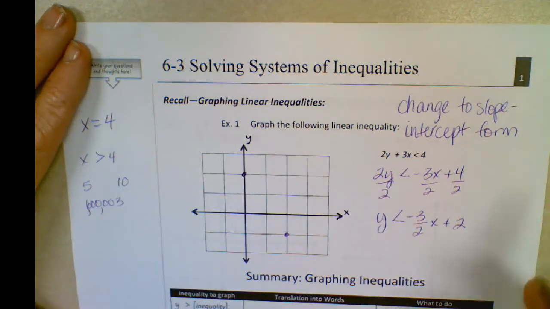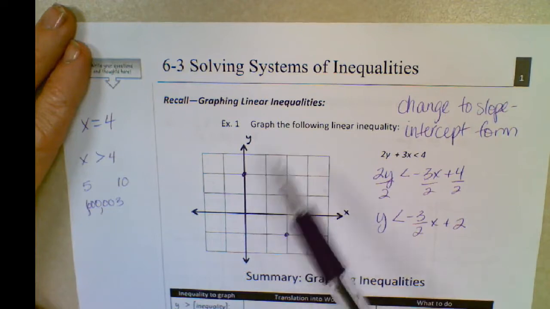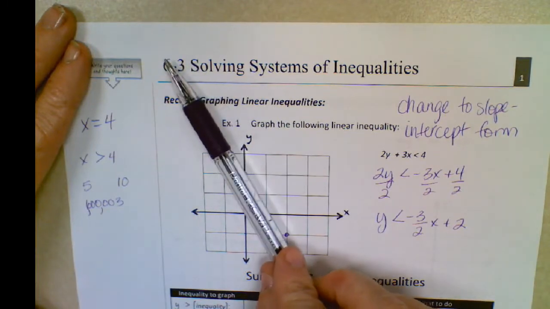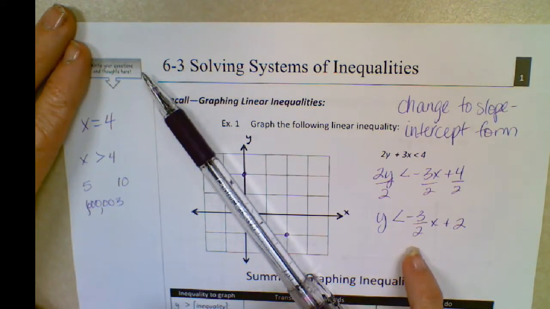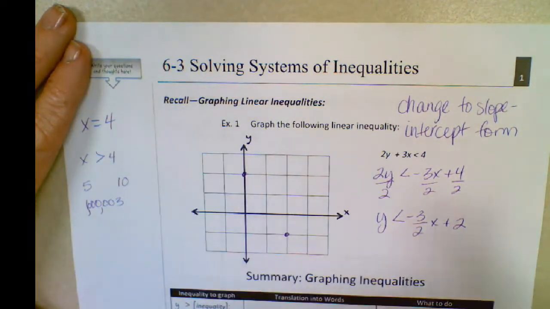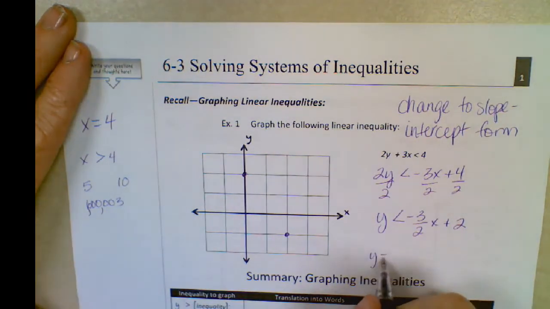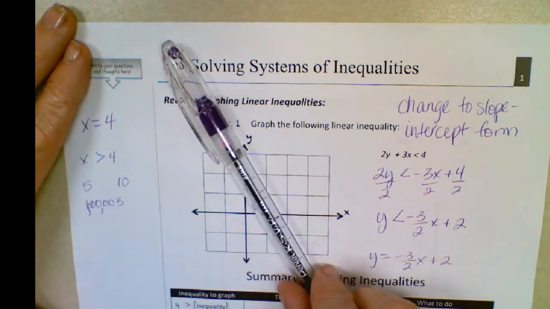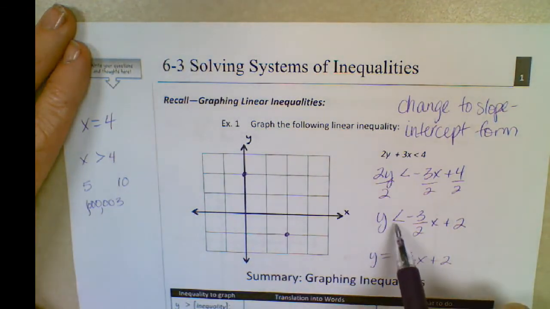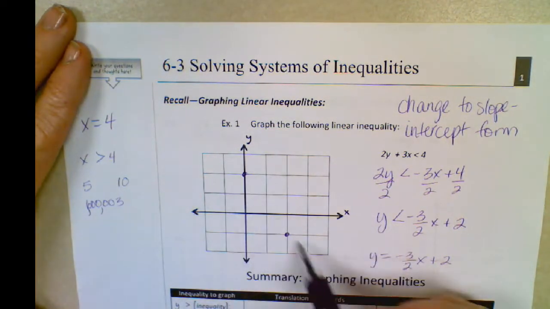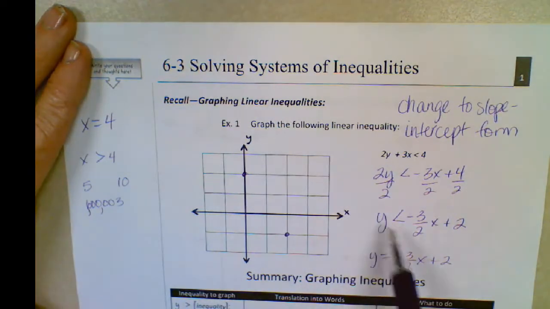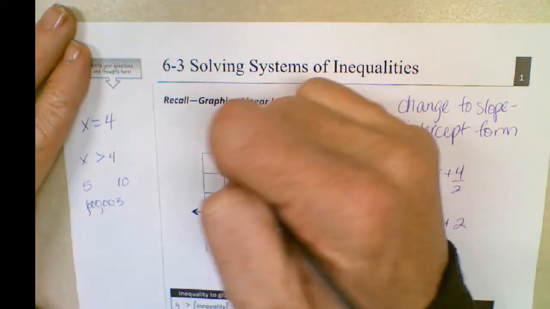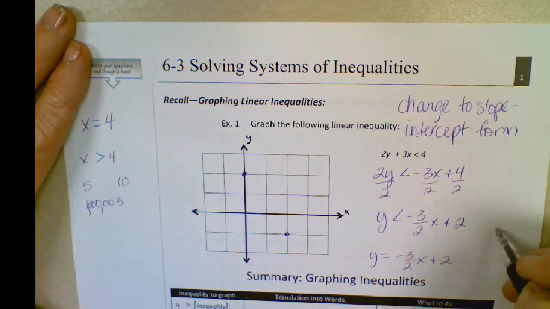Okay. Here's what I want you to think of. Any point that would be included on that line, if I were just to graph y equals negative 3 halves x plus 2, that would be a solid line between those 2 points and continuing on, right? However, when it's less than, that means that any point that's on that line would not satisfy that inequality. So that's when we use a dashed line.